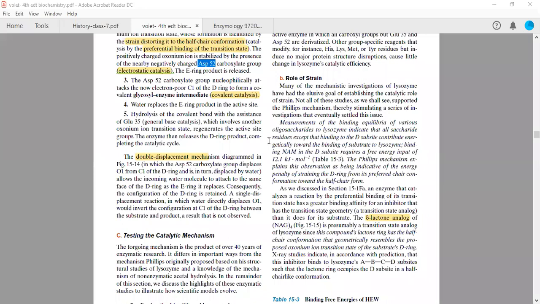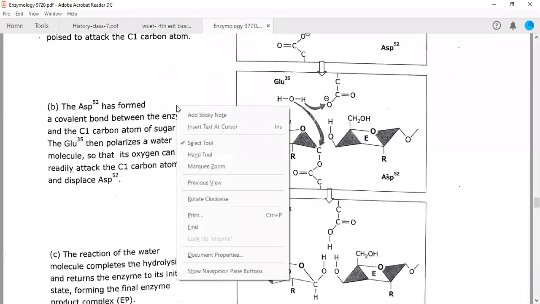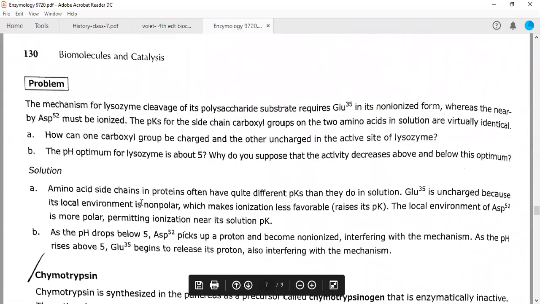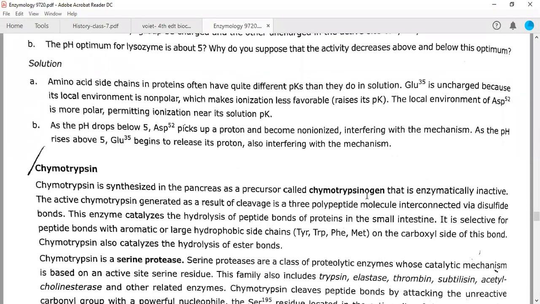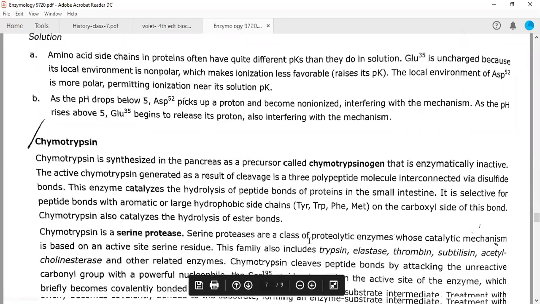So this is all we discussed yesterday, and then we discussed another important mechanism, that is the chymotrypsin mechanism. This chymotrypsin has the same mechanism which is also shown by several enzymes in this category. This is a big family, and all the enzymes are called serine proteases because they have a very sensitive serine residue at their active site. This serine residue catalyzes most of the reactions.